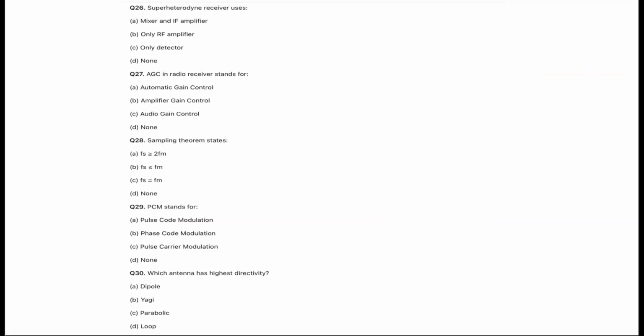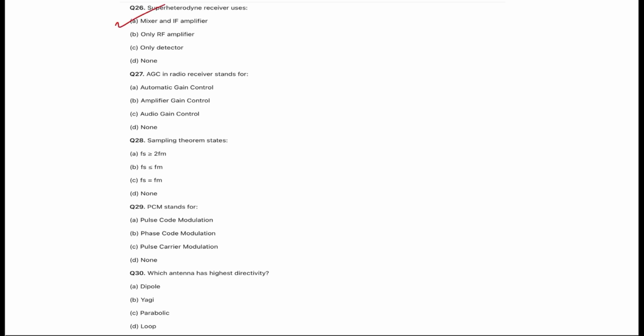Next question. Superheterodyne receiver uses: option A, mixer and IF amplifier; option B, only RF amplifiers; option C, only detector; option D, none of this. We know that a superheterodyne receiver consists of a mixer and an IF amplifier section.